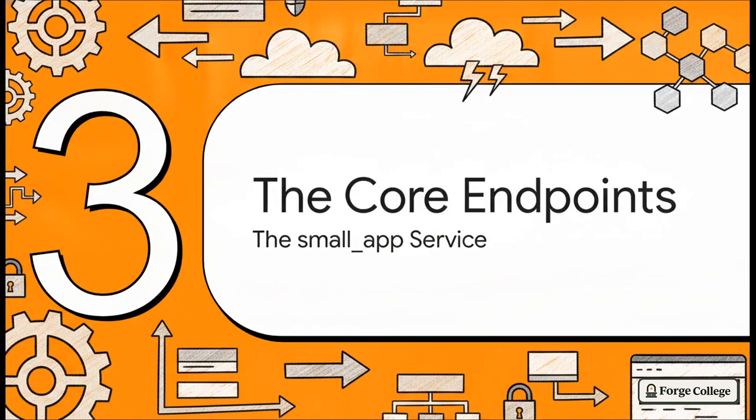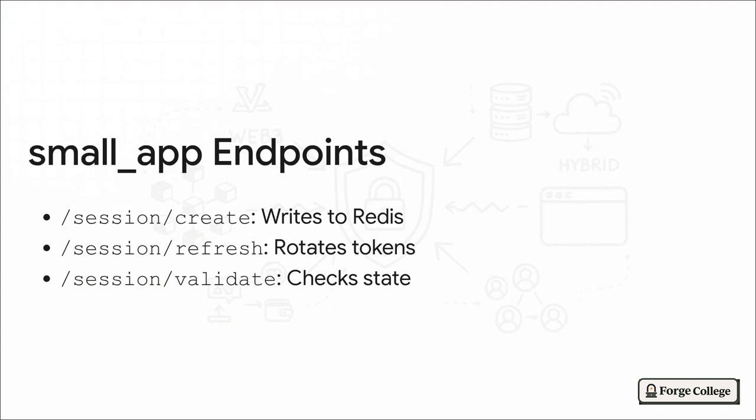Let's move on to section 3, the core endpoints. Let's lift the hood and look at how this architecture translates into the actual engine block for our backend. We're essentially building a minimal session service. Let's just call it small app for now. Built with Node.js and Redis, this app seamlessly orchestrates 3 specific things. First, a create endpoint. This validates your initial tokens and writes the session state. Then, a refresh endpoint to safely rotate those tokens.